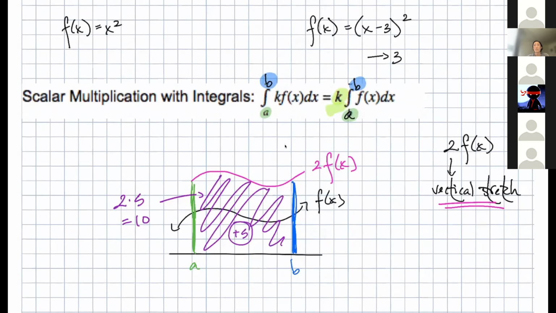So this picture represents both of them. I thought I would try the suggestion of putting them on the same graph so that we could kind of see it. But the 10 represents the area between the pink curve and the x-axis, whereas the 5 represents the area from the black curve to the x-axis. Does that clarify that?